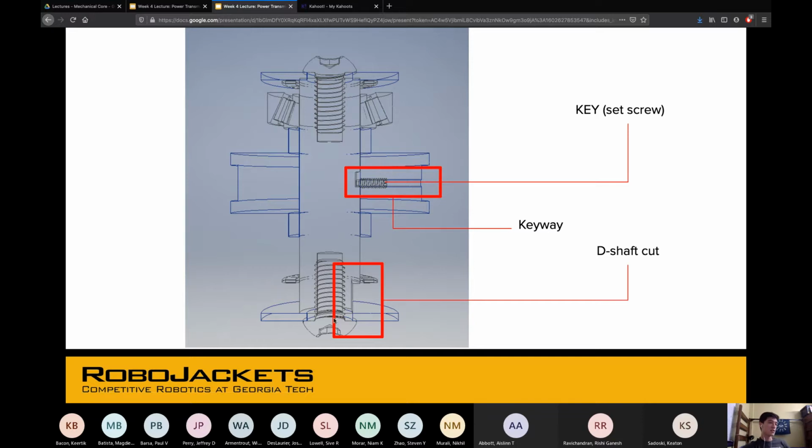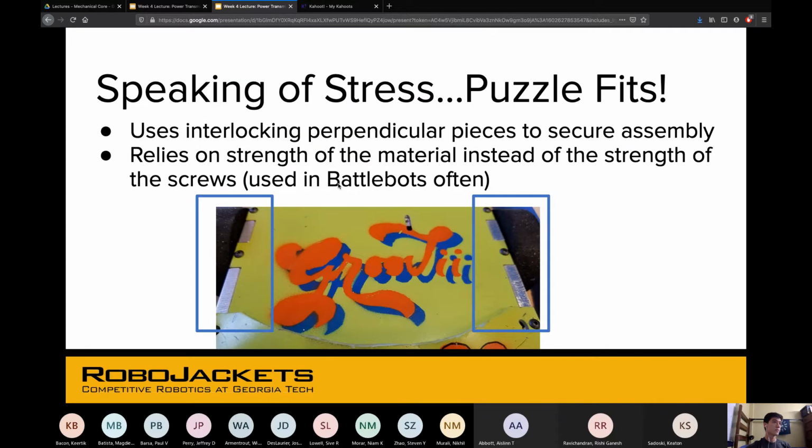And then in the bottom, it's harder to tell, but this is actually a D shaft cut. And so that would make it constrained axially, tangentially. And same thing here. If this set screw is tight enough, it would be axial and tangential. So talking about stress, if we're going to concentrate stress in one part, it would be like the set screw or something like that.